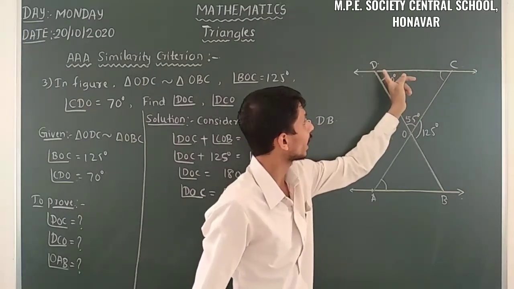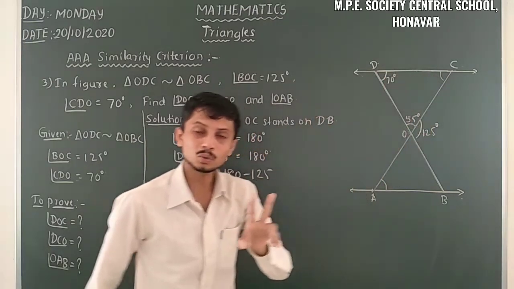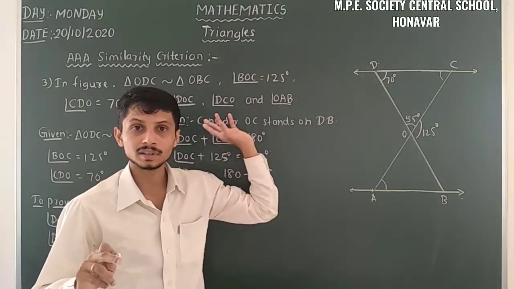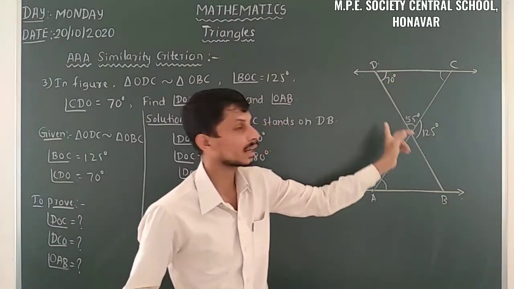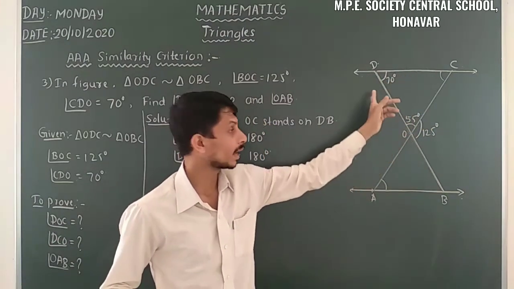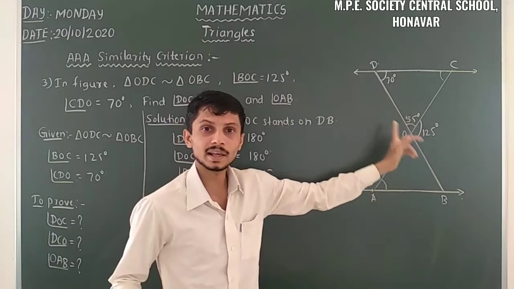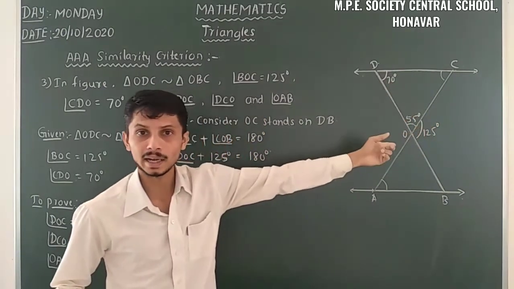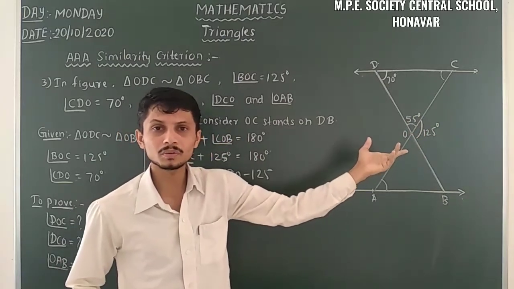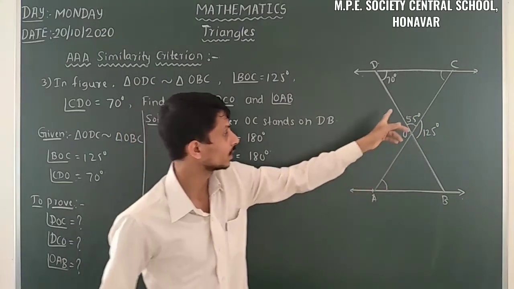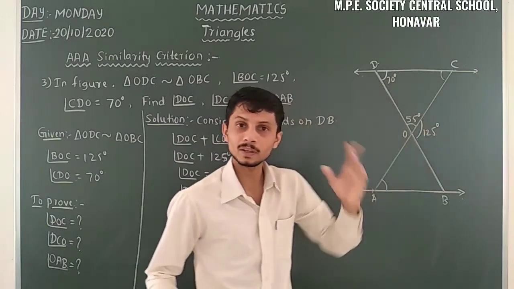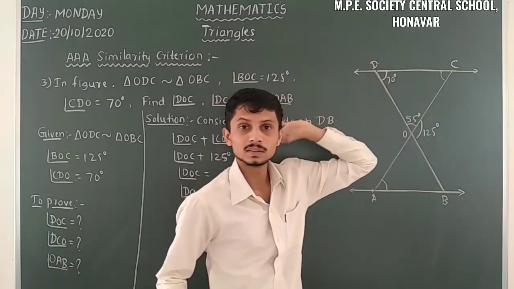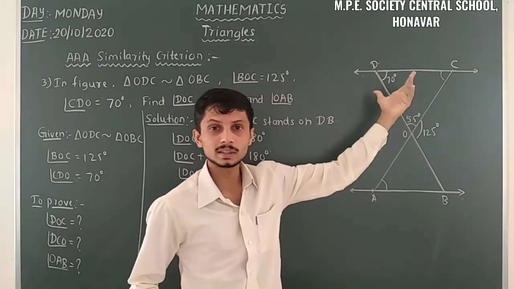Here we want angle DCO. There are two possibilities for finding that angle. One is that the sum of the interior angles of a triangle is 180 degrees. The other is that the exterior angle formed is the sum of the opposite interior angles in a triangle. We can use either of those: 70 plus this angle is 125, or 70 plus 55 plus this angle is equal to 180 degrees.